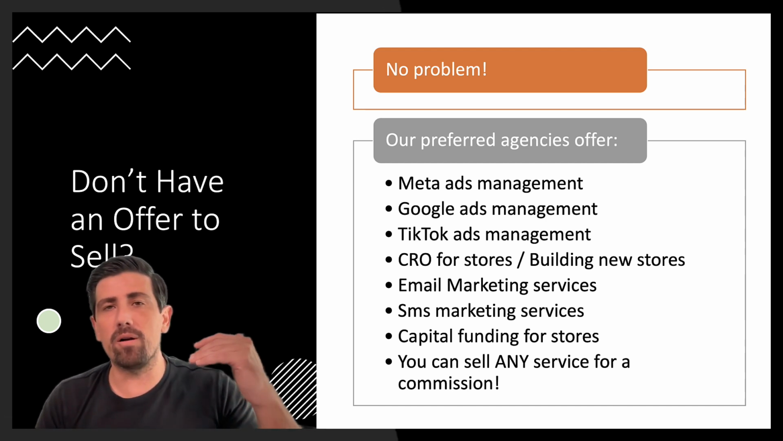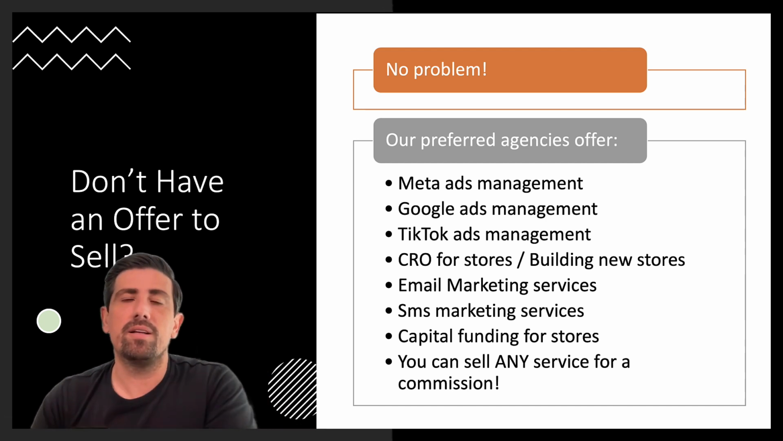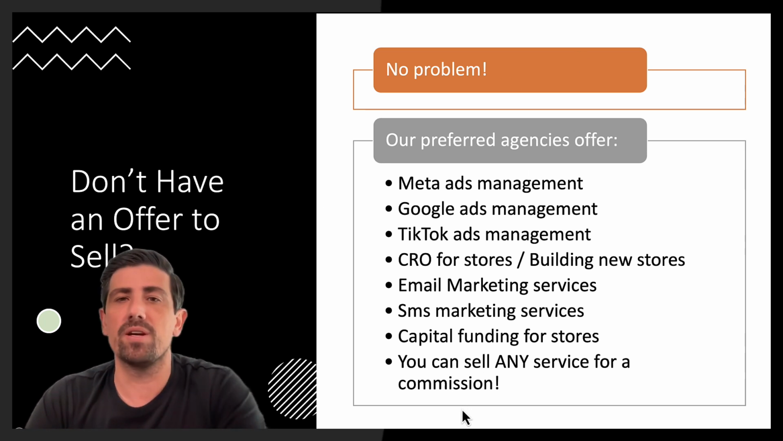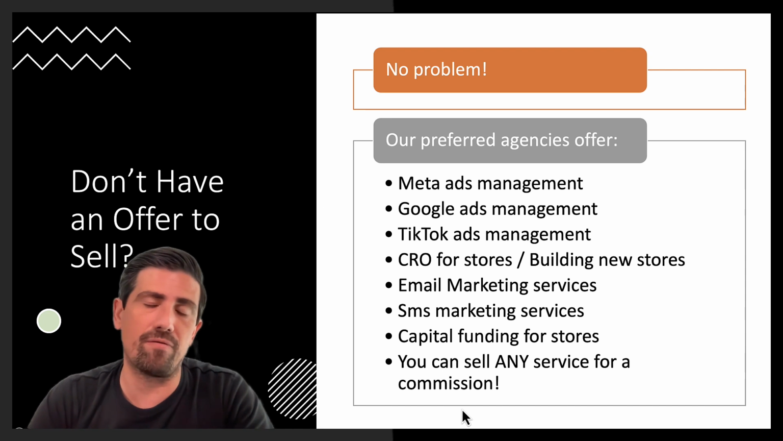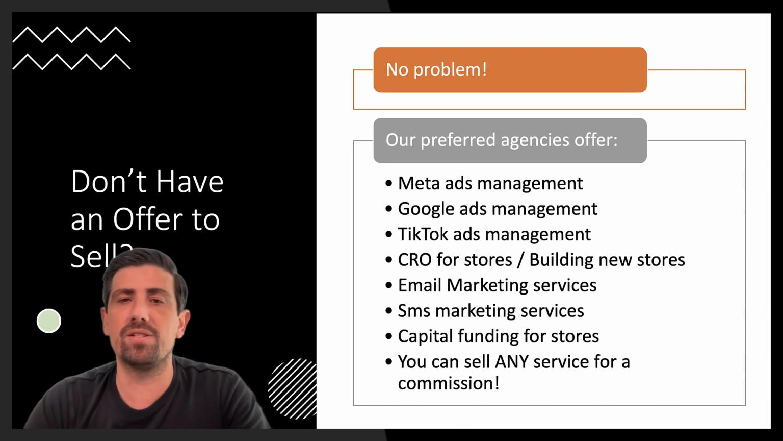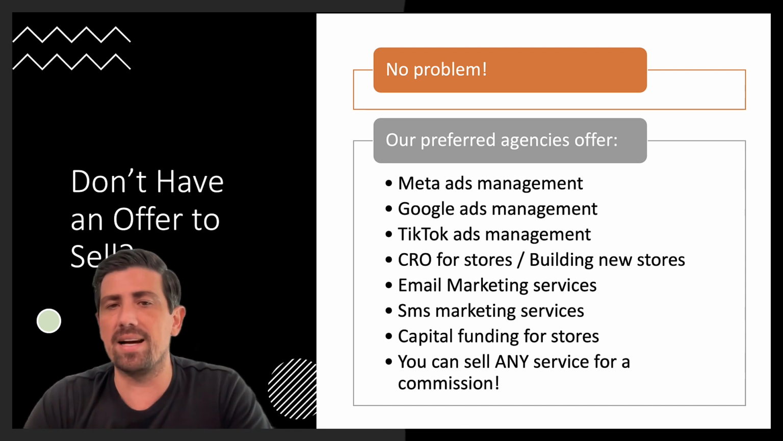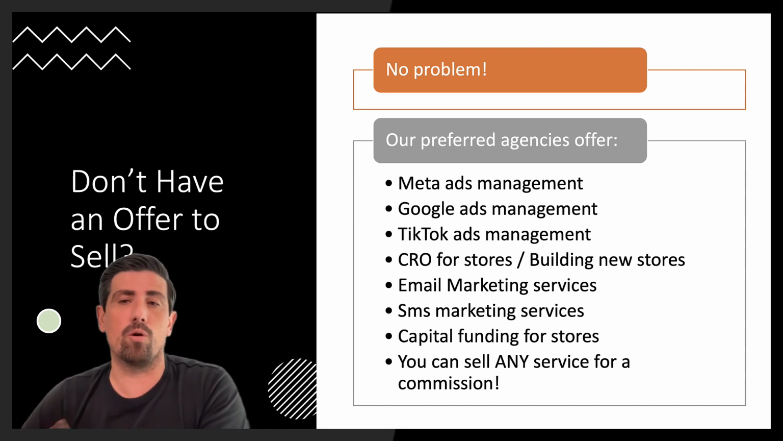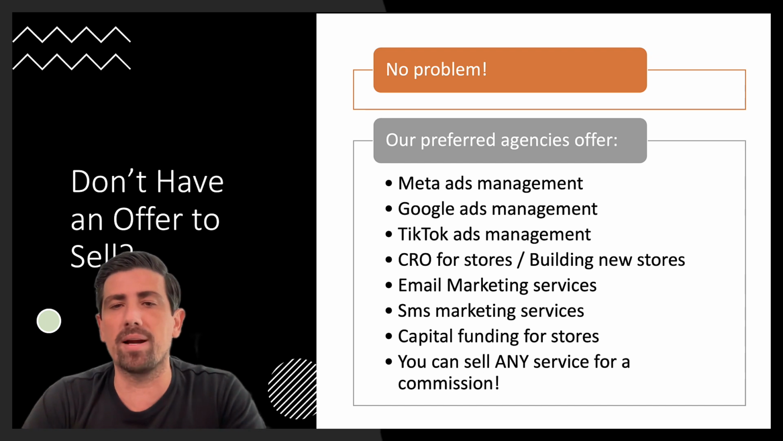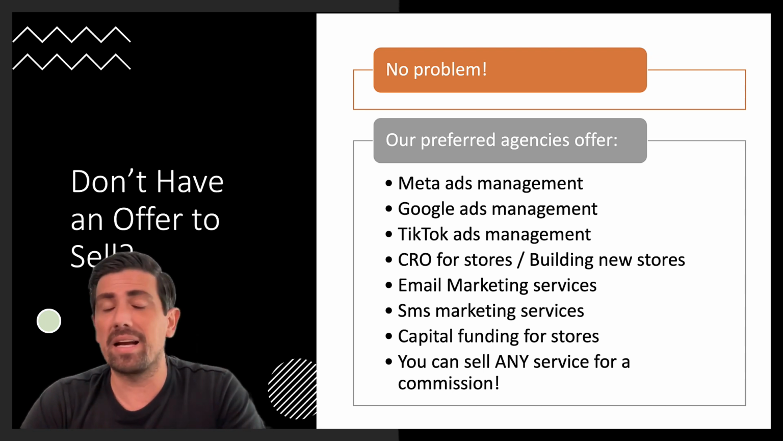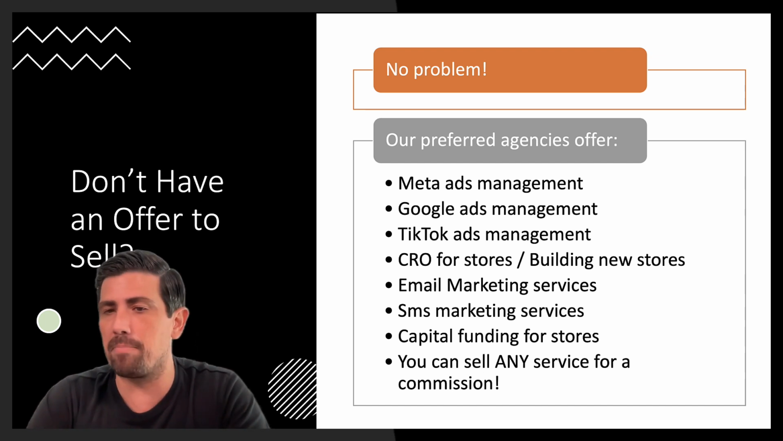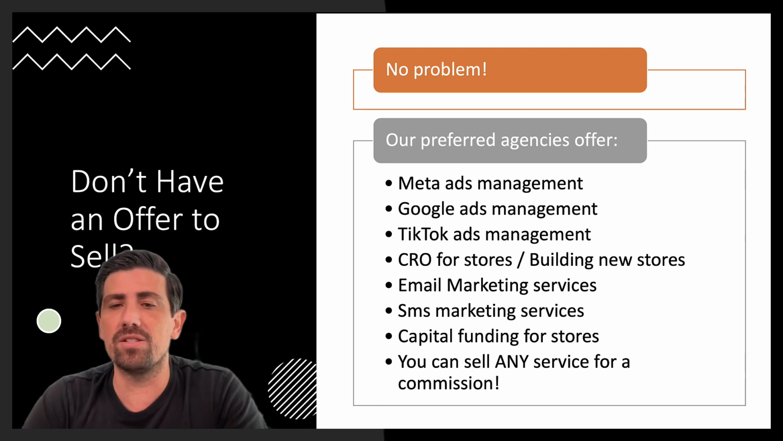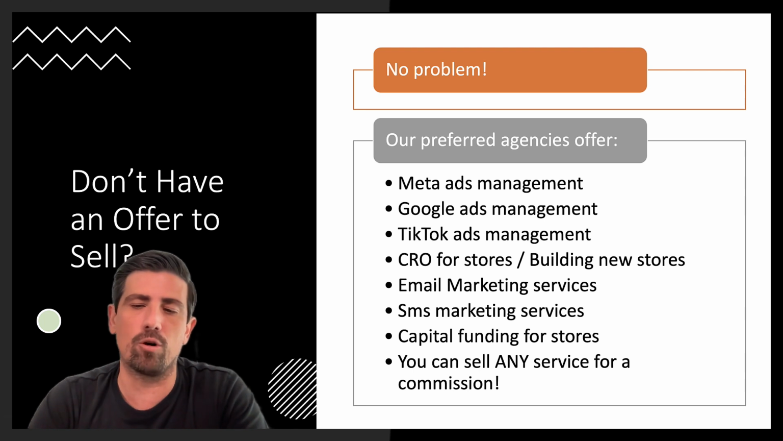So now, if you don't have an offer to sell, we have preferred agencies in every single one of these categories. So Meta Ads Management, that's Facebook and Instagram, Google Ads, including YouTube, TikTok Ads, CRO, which is helping them optimize their store or making their store better, email marketing, SMS marketing, capital funding. So if a store needs capital, we have a private equity fund that will fund them. And you can literally sell any of these and earn a commission.